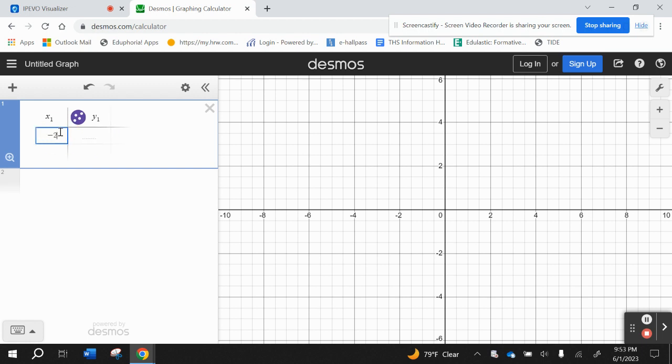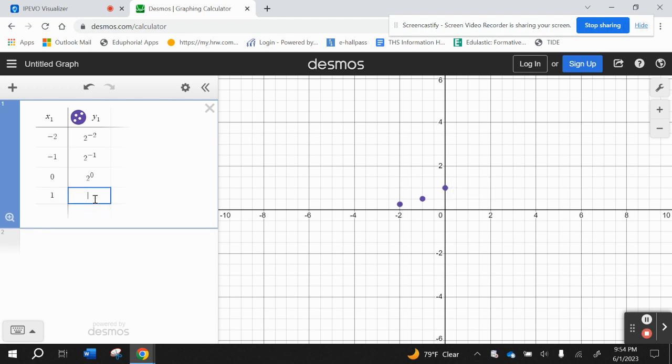Okay, so when x is -2, we do 2 to the -2, which is 0.25. -1, 2 to the -1 is 0.5. 0, 2 to the 0 is 1. 1, 2 to the 1 is 2. 2, 2 to the 2 is 4. And then 3, 2 to the 3 is 8.